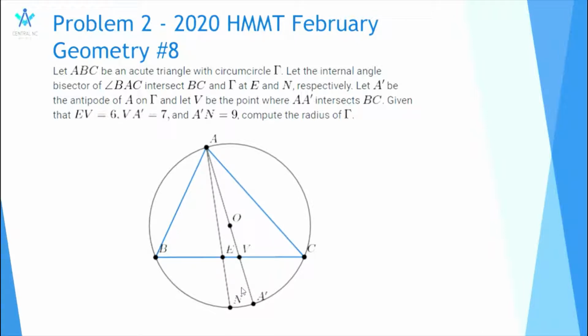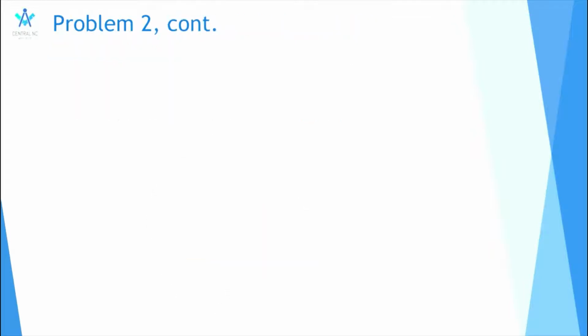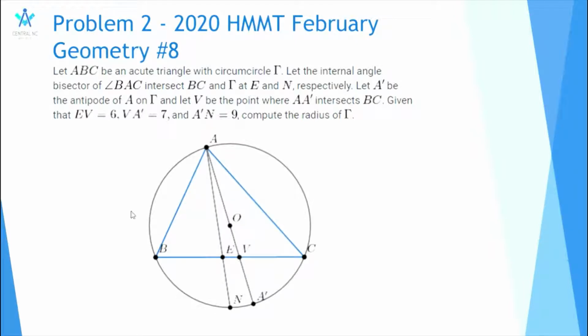So let's use our inversion tools. We're going to invert through A with radius squared AB times AC and reflect over AN, or AE, same thing. And so we know that B and C will swap.